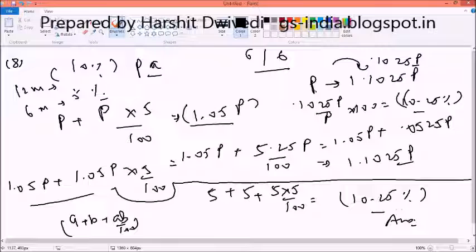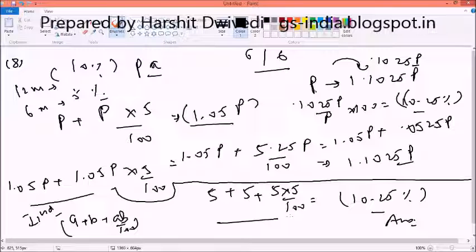If you are not able to understand this second method, then please at this point of time don't rely on it. Just use the first method here, and after using it on this type of questions around 100 to 200 times, you will automatically get to know why I am using a plus b plus ab by 100. I am using it because this 5%, when it comes in the context of compound interest, is basically a successive percentage increase.